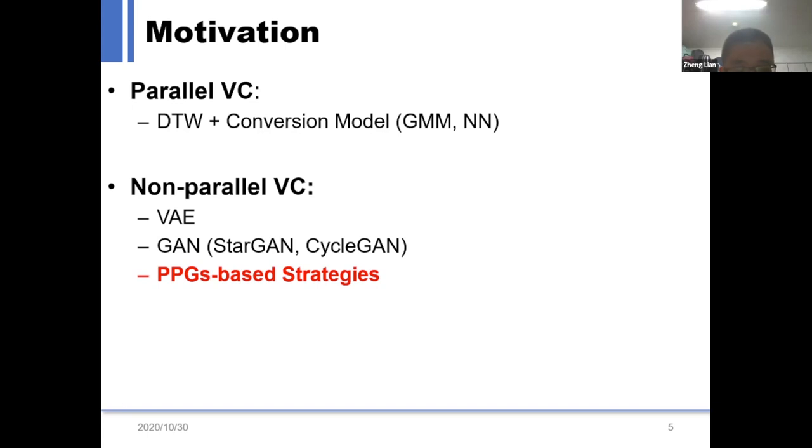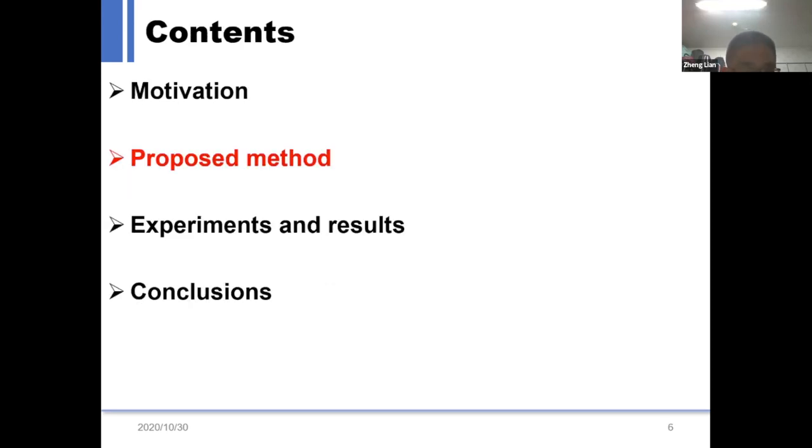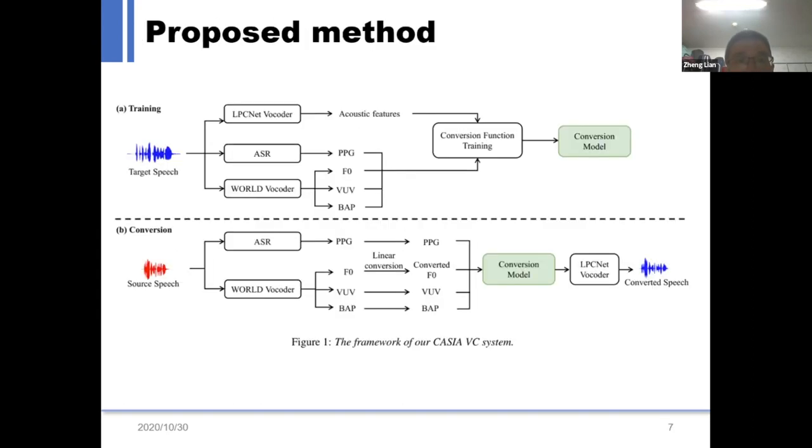PPGs are the frame-level linguistic information representations obtained from the speaker-independent automatic speech recognition system. The PPG-based voice conversion framework mainly has two key components, the conversion model and the vocoder. The conversion model converts PPGs extracted from the source speech into acoustic features of the target speaker. Then the vocoder uses these converted acoustic features to synthesize the speech waveform of the target speaker. Since VCC 2020 only provides few parallel training data in the first task, while parallel training data is unavailable in the second task, to deal with this problem, we utilize the PPG-based voice conversion framework in our system.